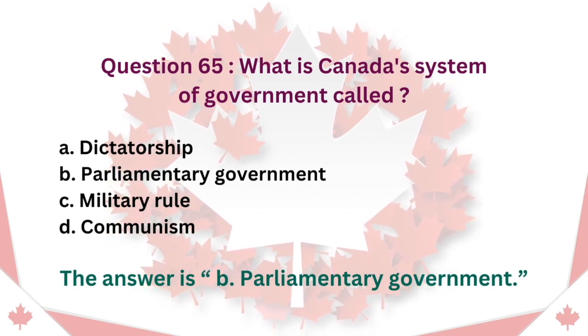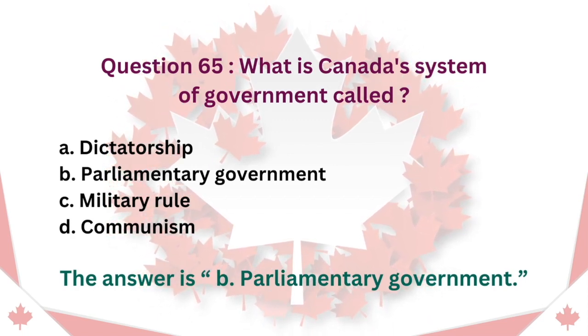Question 65. What is Canada's system of government called? A. Dictatorship. B. Parliamentary government. C. Military rule. D. Communism. The answer is B. Parliamentary government.